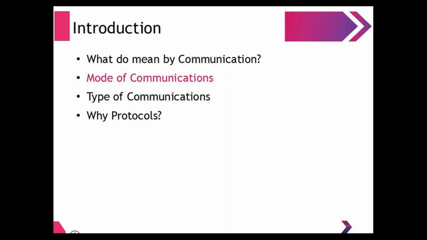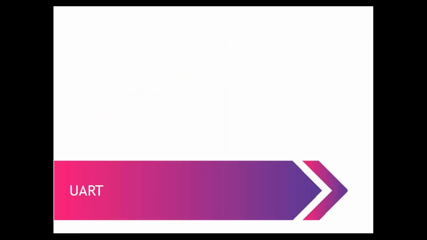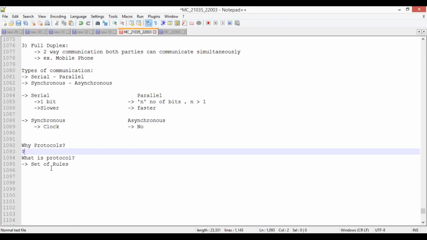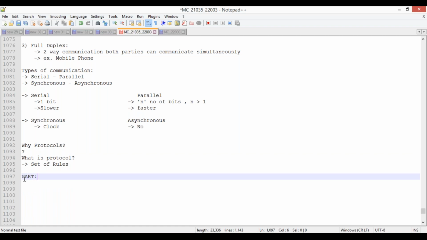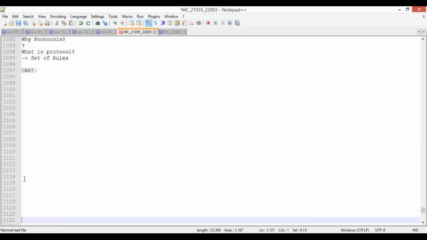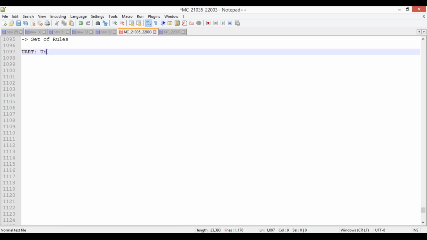Now let's start with the very first protocol, UART. So who created the UART protocol? Just now I said, do you remember? UART is by Intel. Correct. Now UART stands for what, guys? UART stands for Universal.